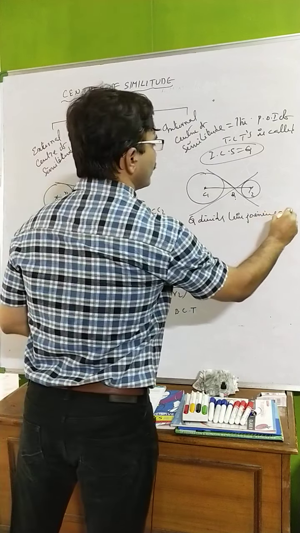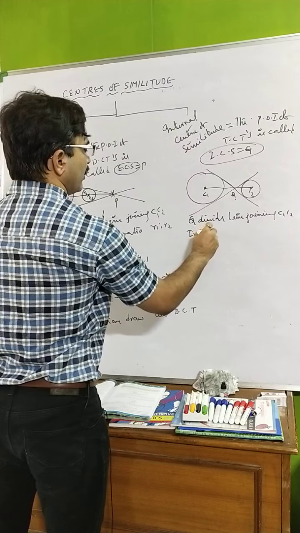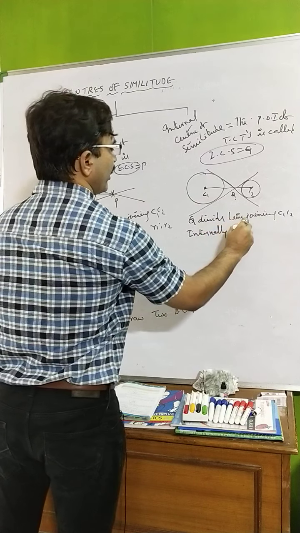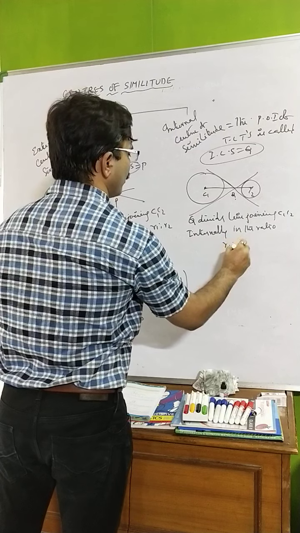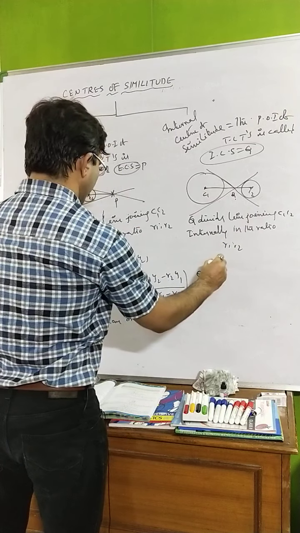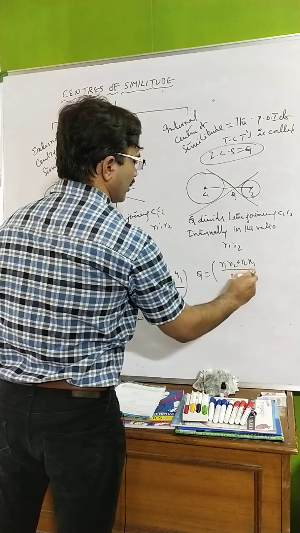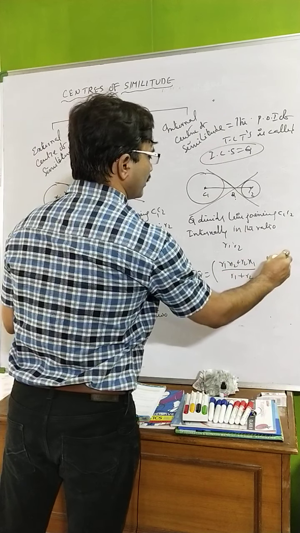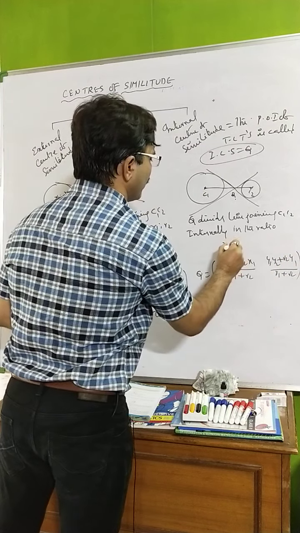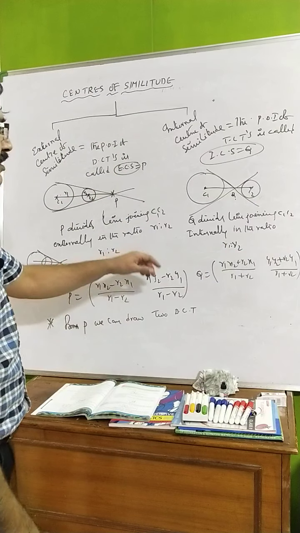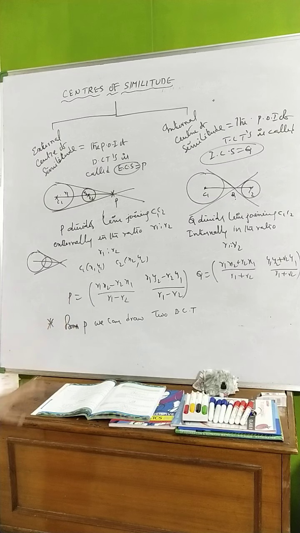Line joining C1, C2 in the ratio, internally in the ratio R1 is to R2. How to find Q? Very simple, same as it is: (R1 x2 plus R2 x1) divided by (R1 plus R2), and (R1 y2 plus R2 y1) divided by (R1 plus R2). By using this formula, we can find external as well as internal center of similitude, and this one is the external center of similitude.